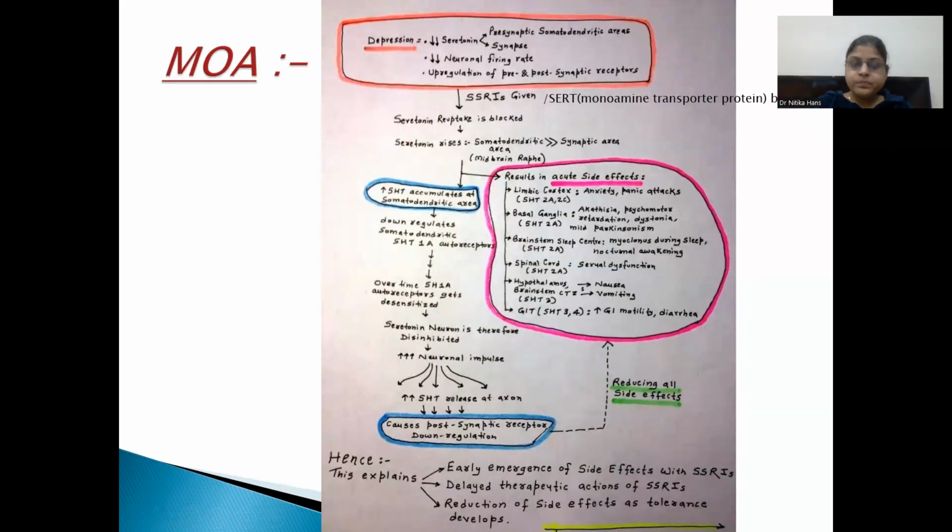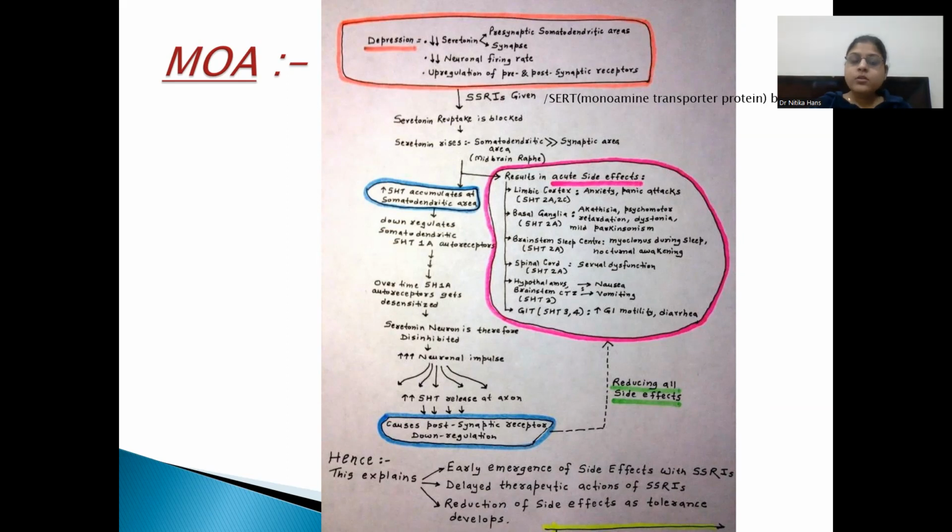So this is the mechanism of action. In depression, there is a serotonin decrease in the presynaptic somatodendritic areas as well as in the synapse. So there is a decreased neuronal firing rate, and so then there will be upregulation of pre and post synaptic receptors because serotonin levels decrease in depression. So when we give the SSRIs, selective serotonin reuptake is blocked. Selective serotonin reuptake is inhibited.